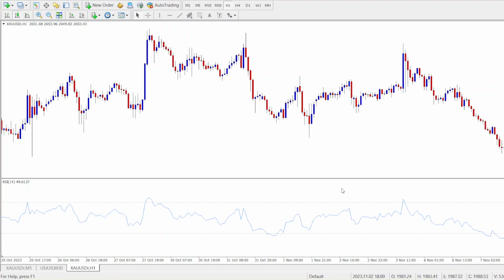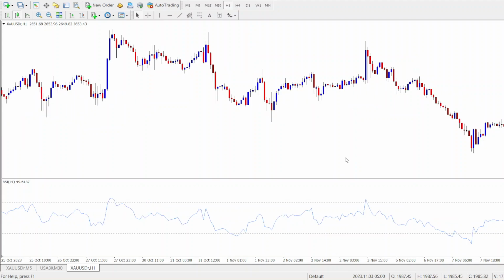Okay, now let us identify how to spot divergences using the RSI. A bullish divergence usually occurs when the price makes a lower low while the RSI makes a higher low. We can see that the RSI is making a higher low. This was the first low, and this is a higher low. At the same time, price is making a lower low. This was the first low and this was a lower low.